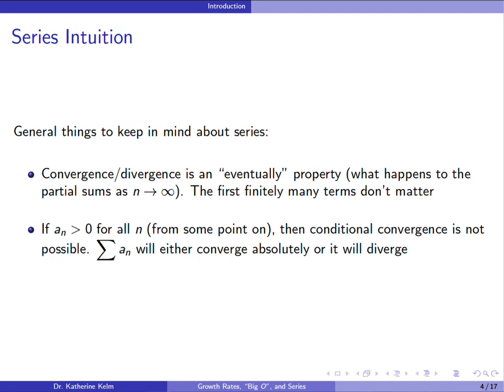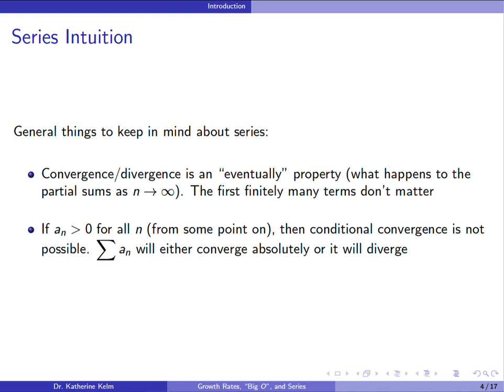First of all, convergence or divergence is what I like to call an eventually property. In other words, it has to do with what happens to the partial sums as n goes to infinity, not what happens to the terms at the beginning. So the first finitely many terms don't matter. So in particular, the terms of the series might be positive, negative, all over the place for finitely many terms. But as long as they are all positive from some point on, then the topics I'm going to discuss in this video are going to be relevant.